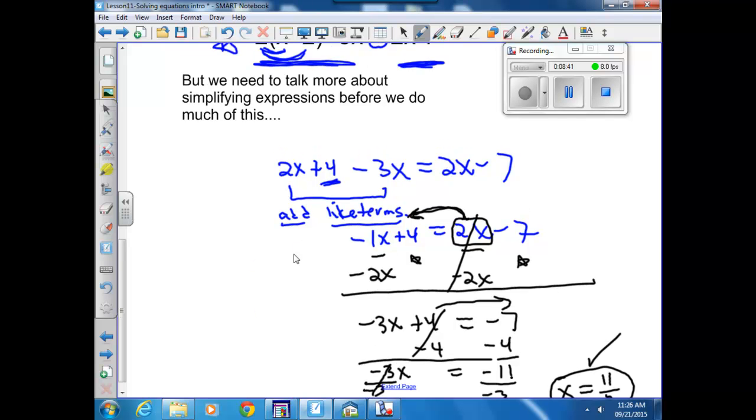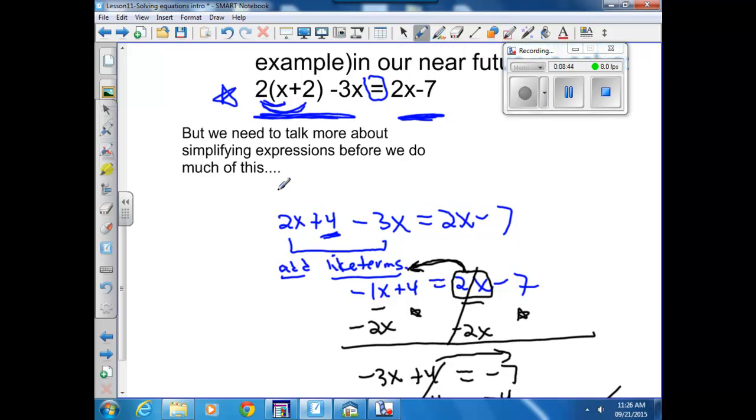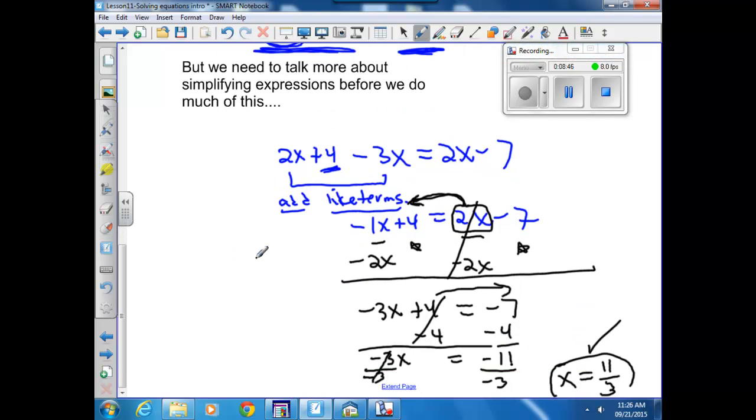Anyway, if that equation was, you're not ready for that, that's okay. We have work to do before that. I just wanted to give you a window into where we are headed.